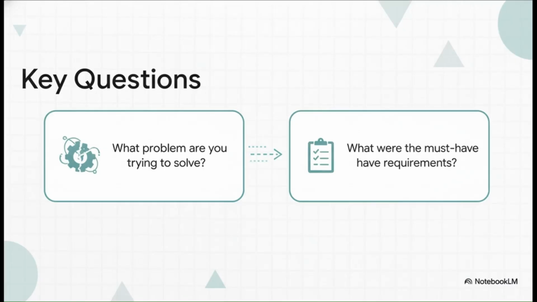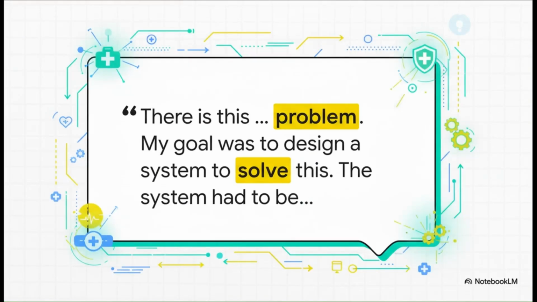It really just boils down to two questions. First, what was the pain point? What was broken? And second, what were the absolute non-negotiables your system had to have to actually fix it? Nail these two things, and you've set the stage perfectly. And you can pretty much just use this script.